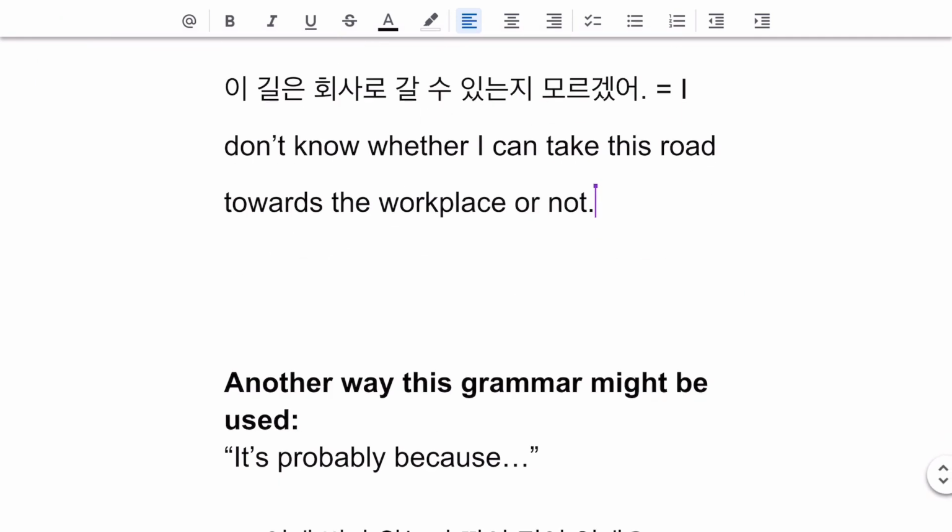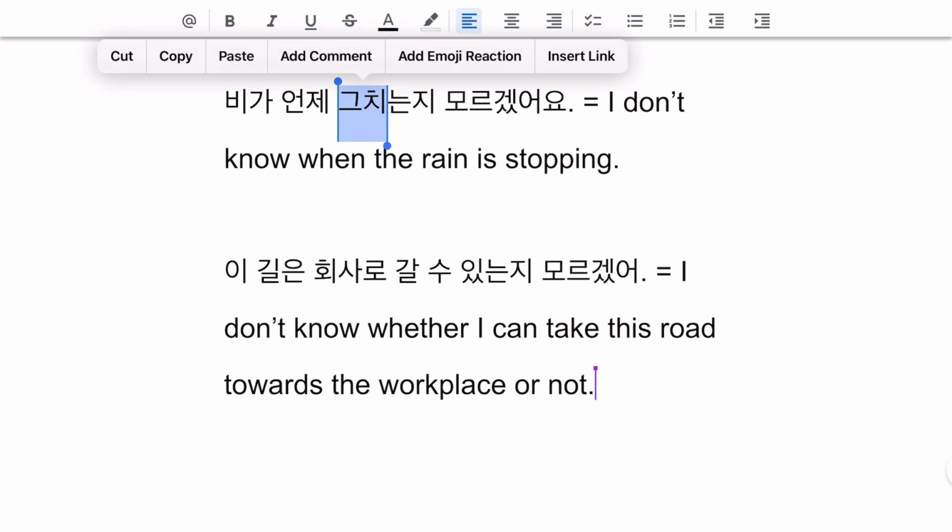Let's see. This is the last one for this. So I don't know whether I can take this road to work or not. 이 길은 회사로 갈 수 있는지 모르겠어. 이 길은, so this road, 회사로, to work, to the company. 갈 수 있어요, can. 갈 수 있는지, whether or not I can. 모르겠어요, I don't know.